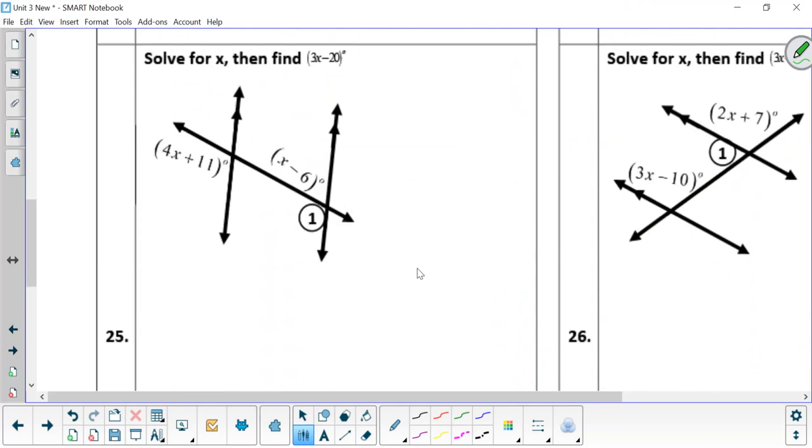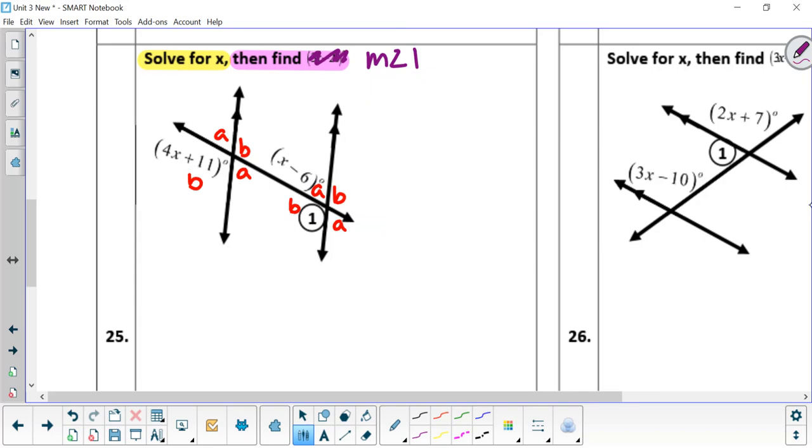Let's go to 25. I know this is weird. This says that then find 3x minus 20. Up here it says solve for x, which we're going to do the same way that we have been. This was a weird typo, but yours should say then find, and it should say the measure of angle 1. So it's the same process. Alright, pick a corner and start. So we're going to go A, B, A, B, A, B, A, B.